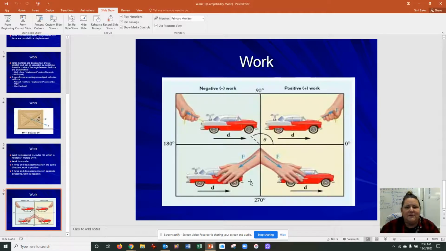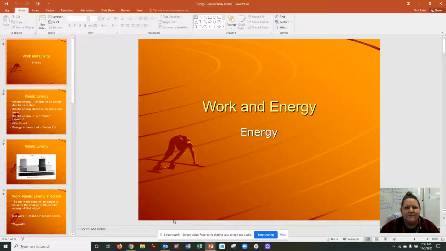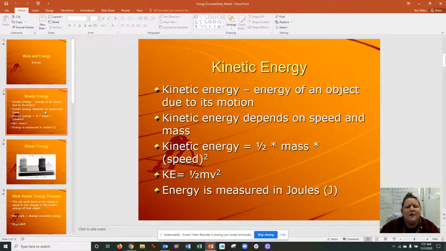So I told you it was a very short slide, so we're going to go and move to energy. So what is energy? We just talked about work. Well, energy is the energy of an object, and there's two types. There's kinetic energy and there is potential energy. So what's the difference? Kinetic energy is the energy of the object due to its motion. So if it's in motion, it has kinetic energy. Pretty simple. Kinetic energy depends on the speed and the mass.